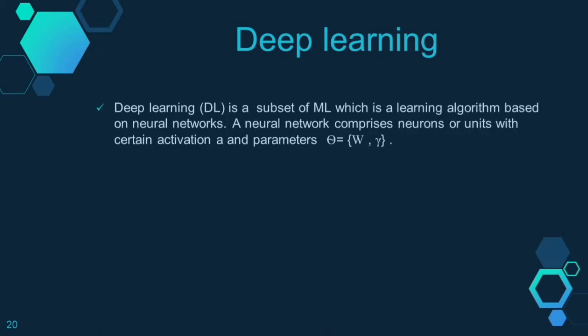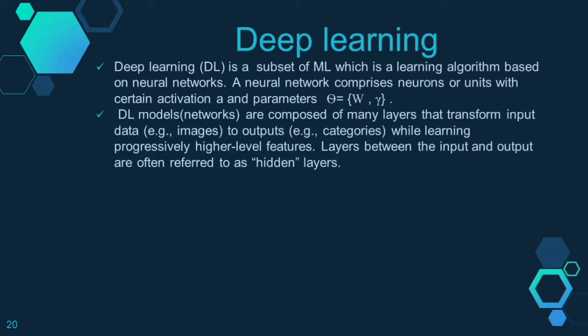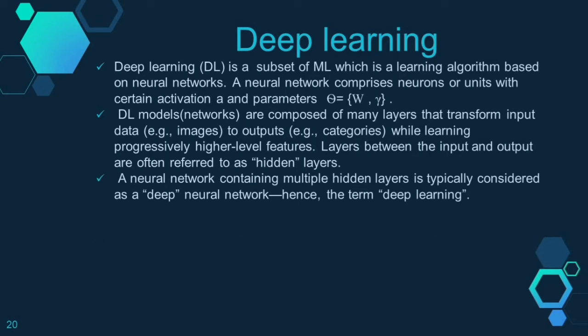Deep learning. Now, deep learning is a subset of ML, which is a learning algorithm based on neural networks. A neural network comprises neurons or units with certain activation parameters, let us say theta equals W, gamma. DL models are composed of many layers that transform input data to outputs while learning progressively higher-level features. Layers between the input and output are often referred to as hidden layers. A neural network containing multiple hidden layers is considered a deep neural network. Hence this term is known as deep learning.